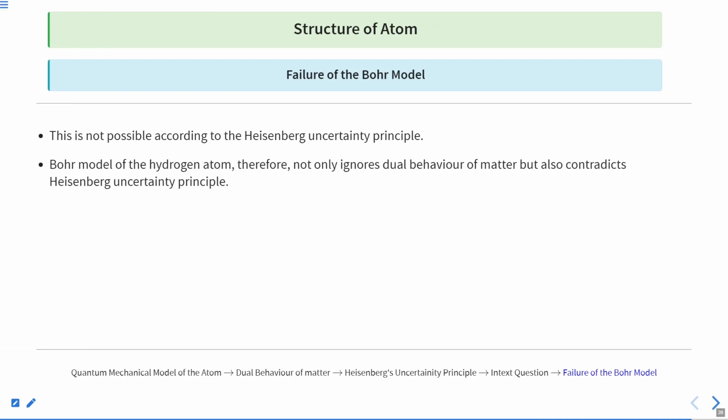Now this is not possible according to the Heisenberg principle, and the Bohr model of the hydrogen atom therefore not only ignores the dual behavior of matter but also contradicts the Heisenberg principle.